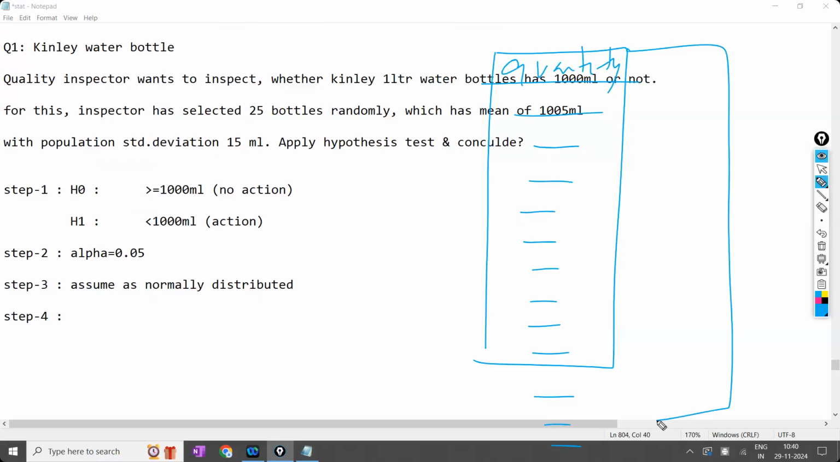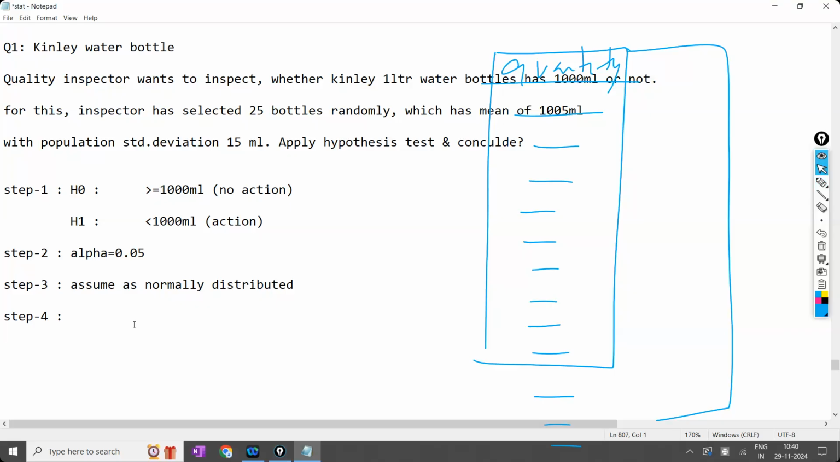If the population standard deviation was given, Z-test. If the population standard deviation was not given, you are going to apply the T-test. Now here, which type of test do I have to select? One sample Z-test I have to select.